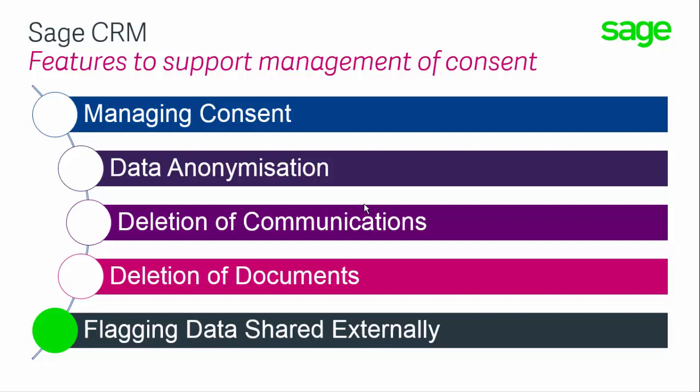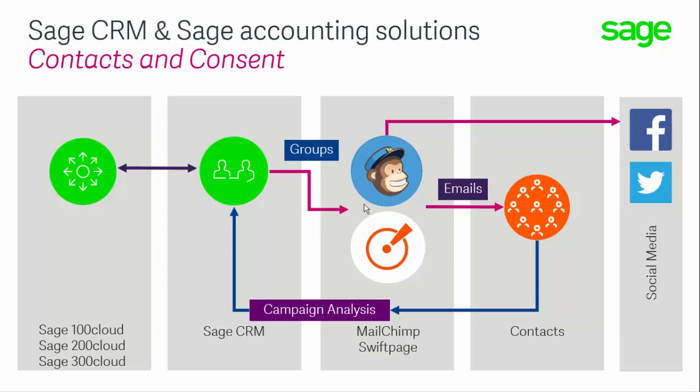The last area to consider is managing the way in which data has been shared with other systems. Sage CRM integrates with a very wide range of Sage accounting products. These are classified by Sage as the Sage 200 Cloud franchise products. You may know them as Sage 100 Cloud, Sage 200 Cloud, or Sage 300 Cloud.